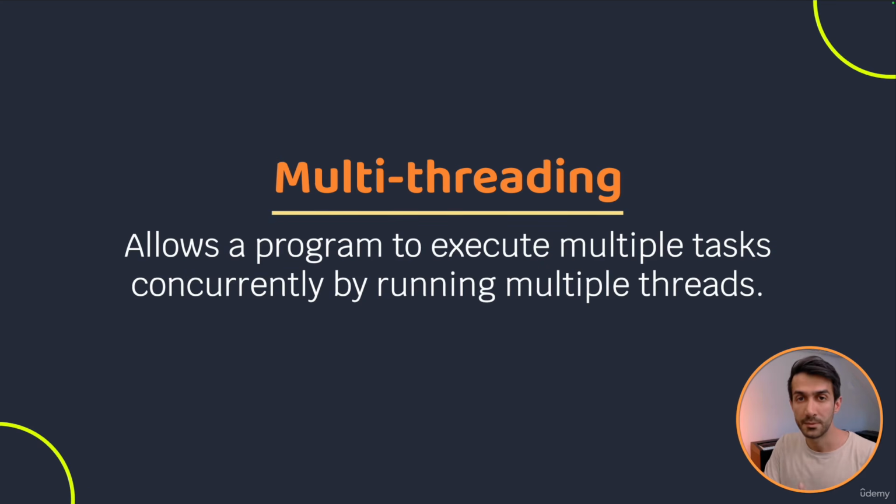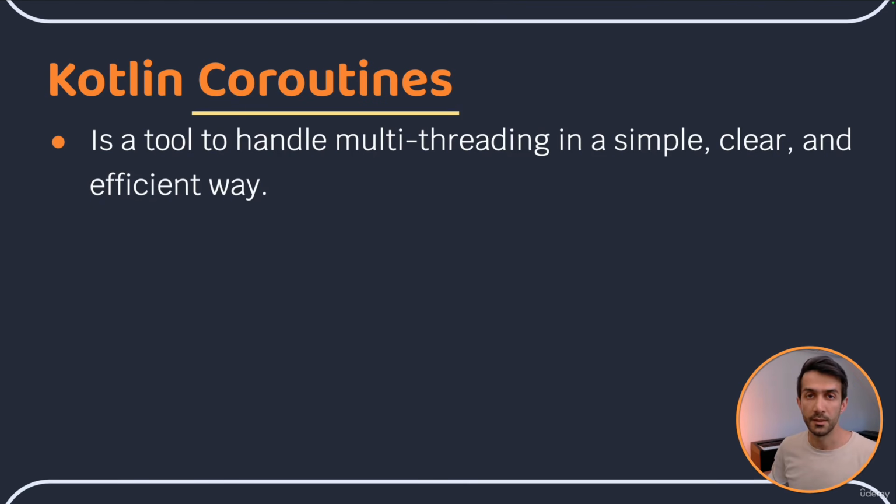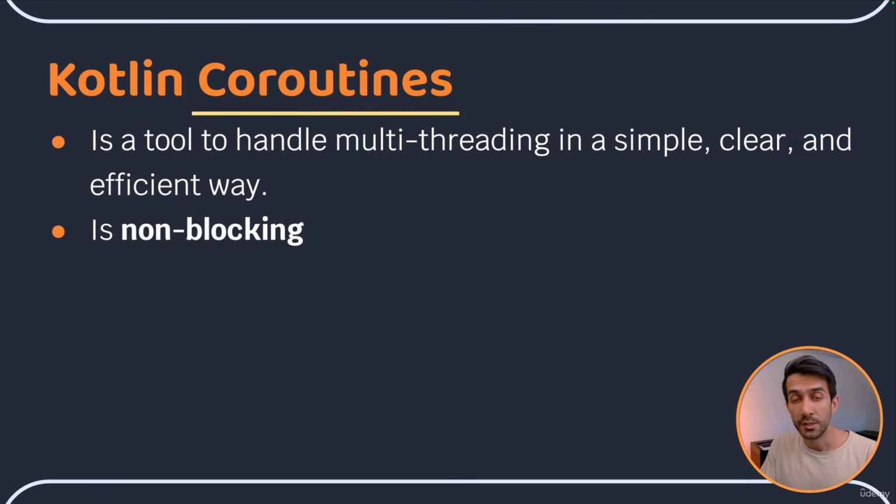In modern Android apps, to implement multi-threading, we have a really powerful tool called Kotlin coroutines. This is a tool to handle multi-threading in a simple, clear, and efficient way. A coroutine is non-blocking, meaning that it doesn't block the main thread. Each coroutine suspends itself to free up resources while waiting for operations, for example, for a network request. A coroutine follows a structured approach, meaning that it's tied to scopes to manage their life cycle automatically.